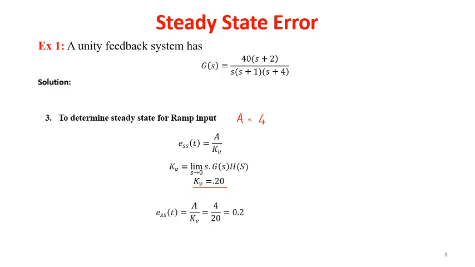Substituting in this equation, we get the steady state error ess equal to A divided by Kv, where A is equal to 4, divided by 20. Hence the steady state error is equal to 0.2. This means for the unit feedback system of g of s h of s, when we give a ramp input of magnitude 4, the steady state error of this type of system will be 0.2.